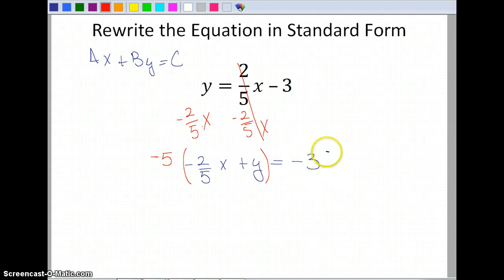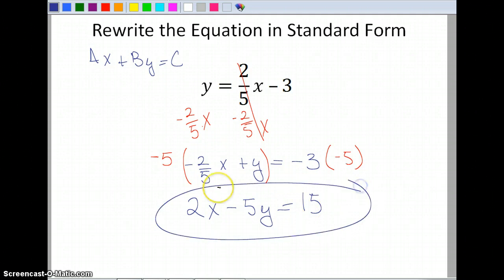Each and every term. So what I do on one side of the equal sign, I have to do to the other. So in the first one, negative times a negative is a positive. These 5's cancel. So that leaves me with 2x. Negative 5 times positive y gives me negative 5y. And negative 5 times negative 3 gives me a positive 15. And I'm finished.